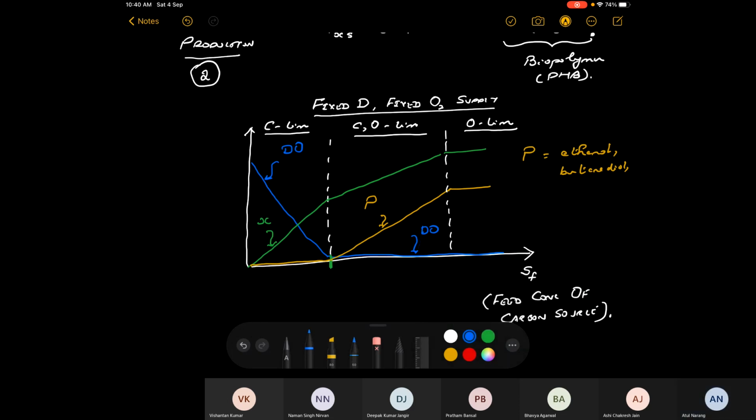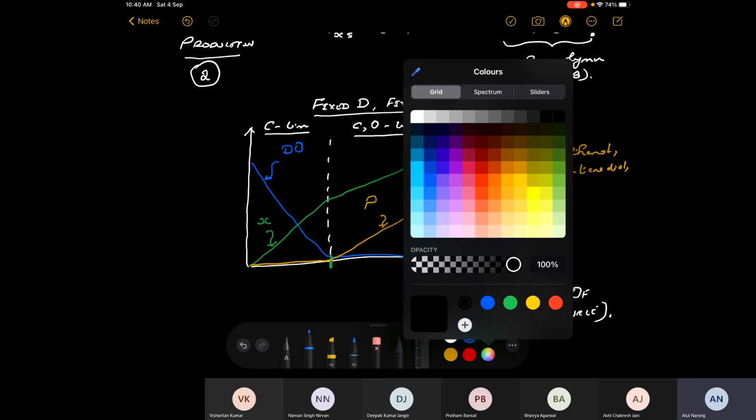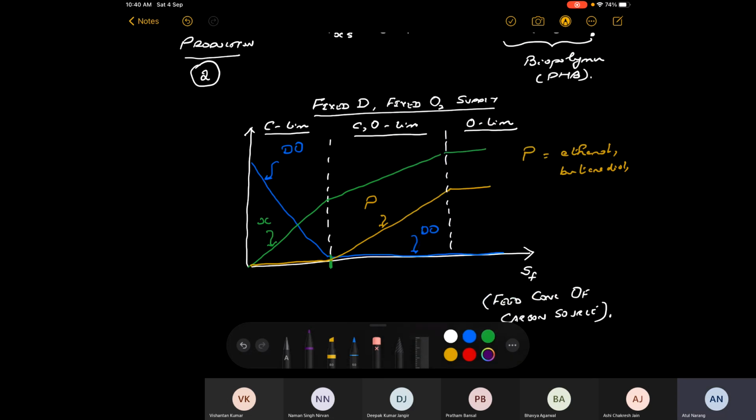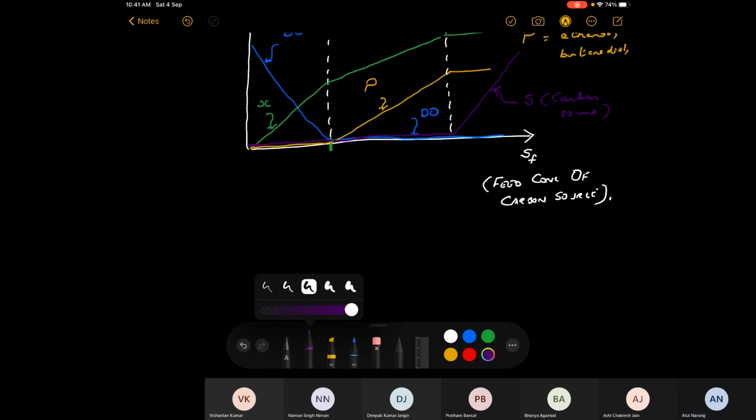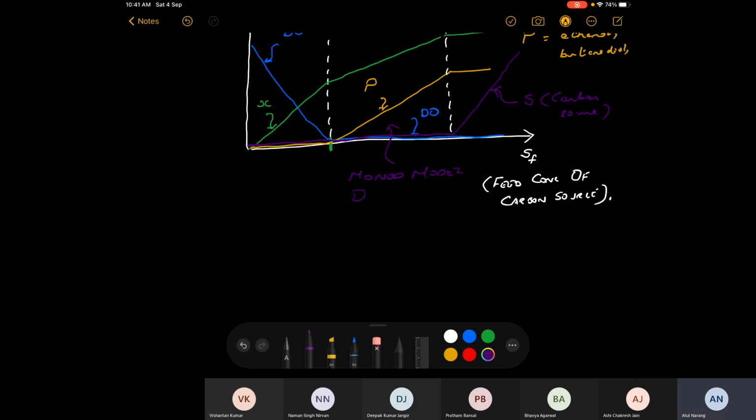So if you take a look at the carbon concentration, it is very, very low, very, very low. And then suddenly at the right boundary, it just starts to come out. So this is the concentration of S, which is the carbon source. So once again, in this region, in the middle region, the Monod model does not apply.